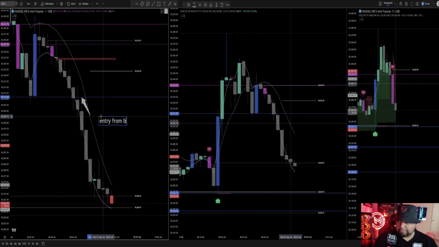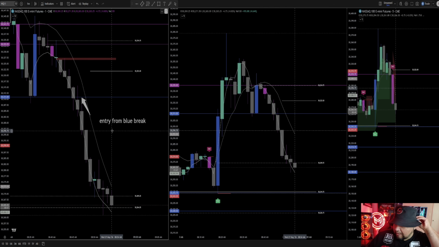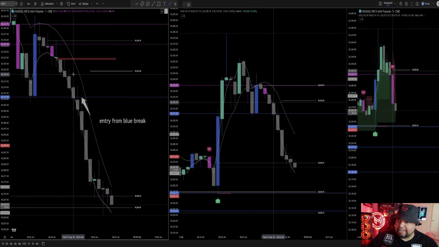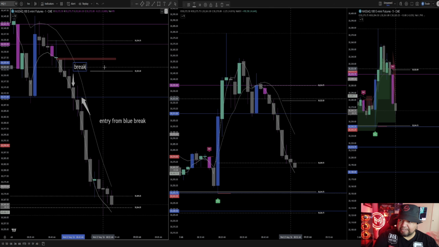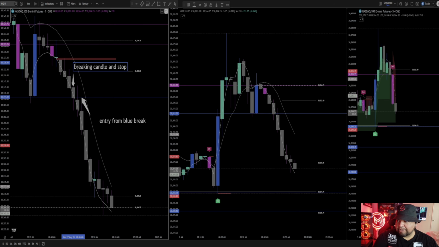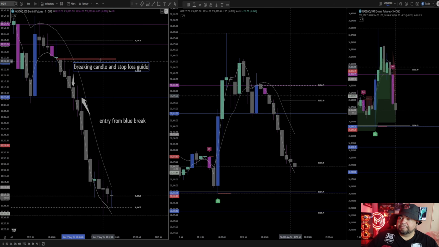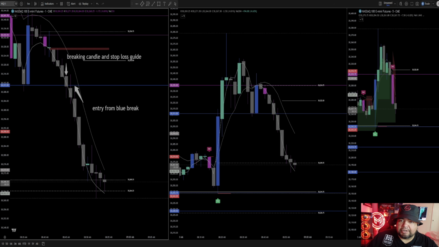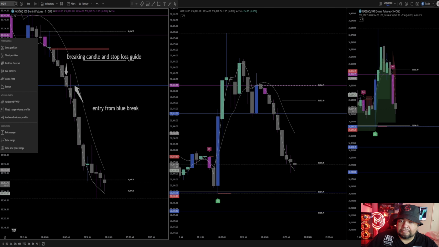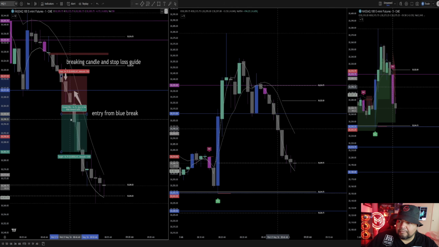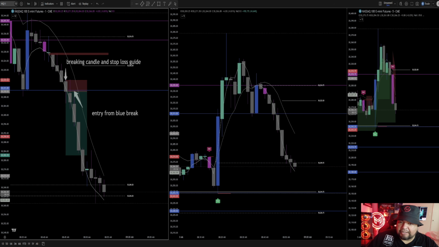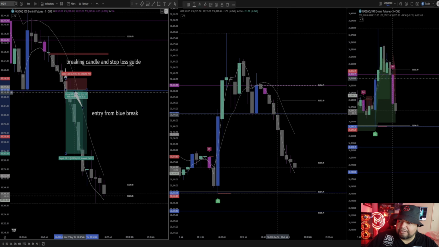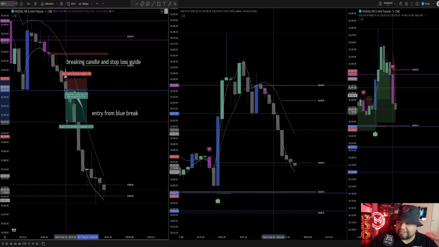Entry from blue break, okay? And then my stop loss will be guided by the breaking candle right there. So this one will be the breaking candle and stop loss guide. So if I'm looking at this, I kind of have it something like this. My entry would be around here. My stop loss would be slightly above. It's the magnet. Slightly above. And then I would look for, obviously, 1-1 first.